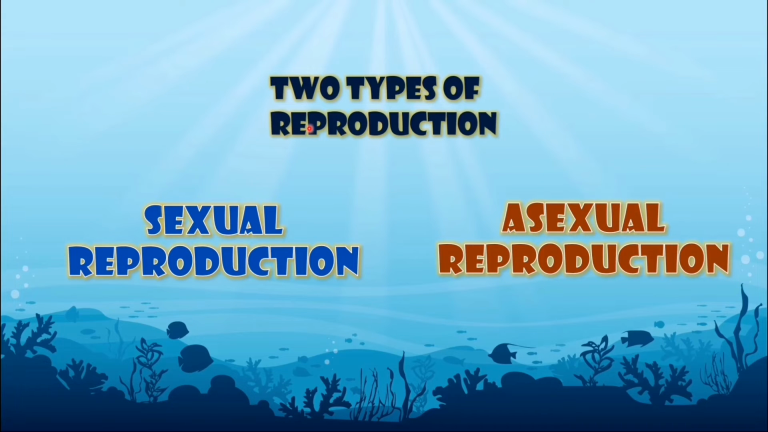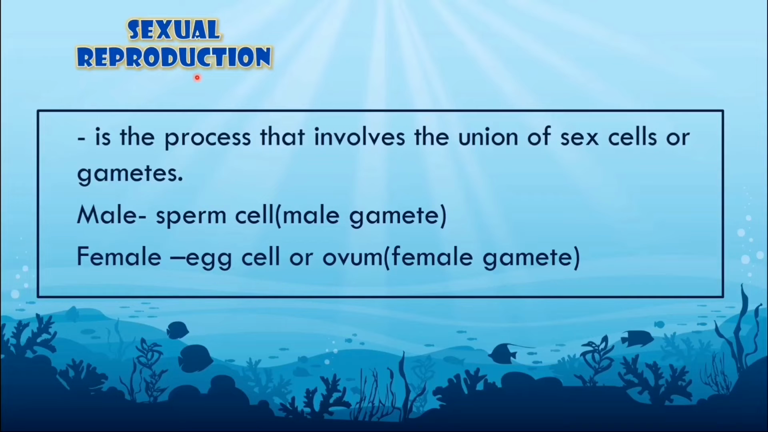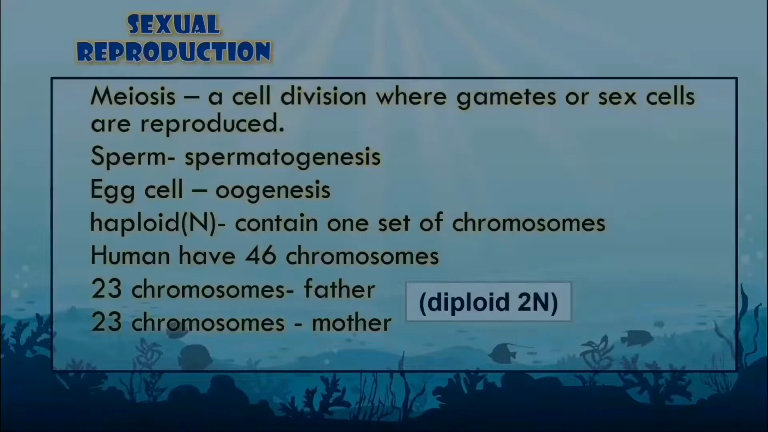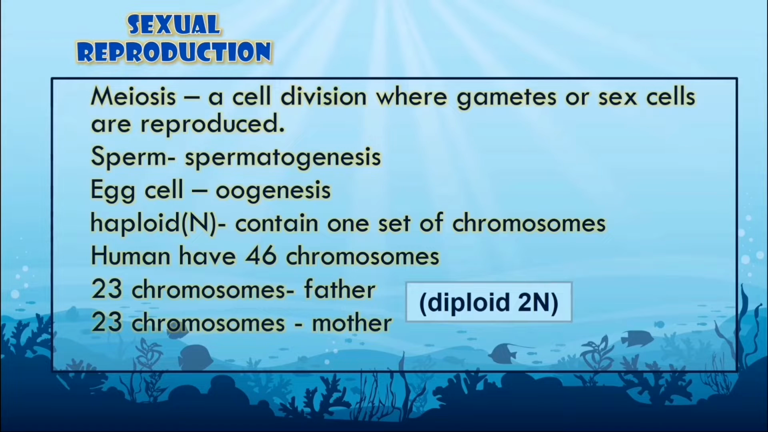There are two types of reproduction: sexual reproduction and asexual reproduction. Sexual reproduction is the process that involves the union of sex cells or gametes. The male has a sperm cell, the male gamete, and the female has an egg cell or ovum, the female gamete. Sexual reproduction occurs through meiosis, a cell division where gametes or sex cells are produced. During this stage, the production of sperm is called spermatogenesis and of egg cells, oogenesis.